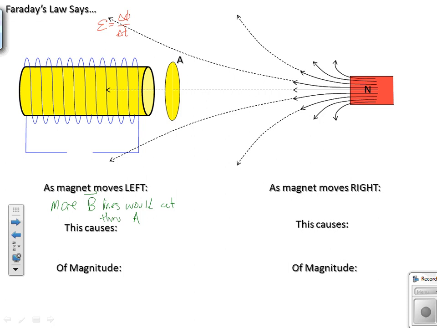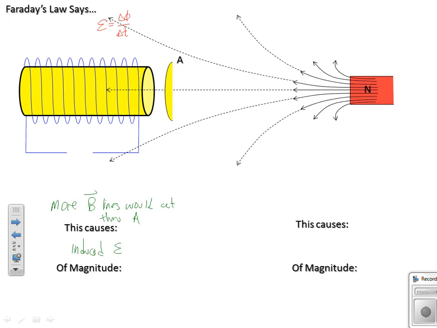Now this causes an induced EMF. And the magnitude of that induced EMF is delta phi over t, however much the flux changes, and however long it takes.